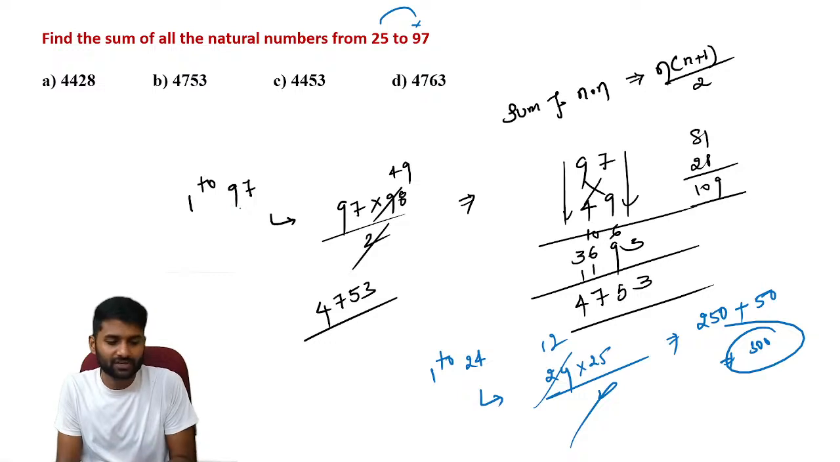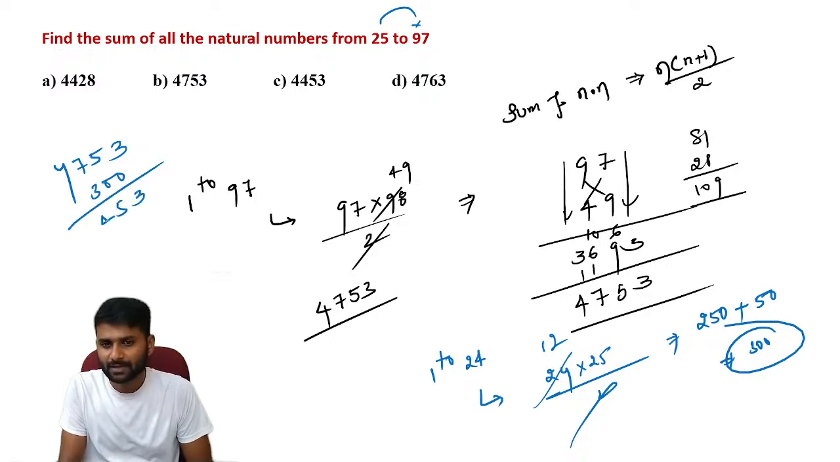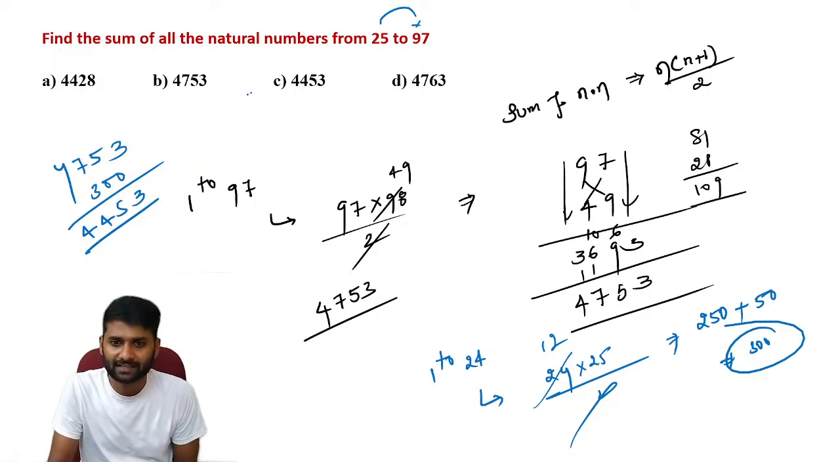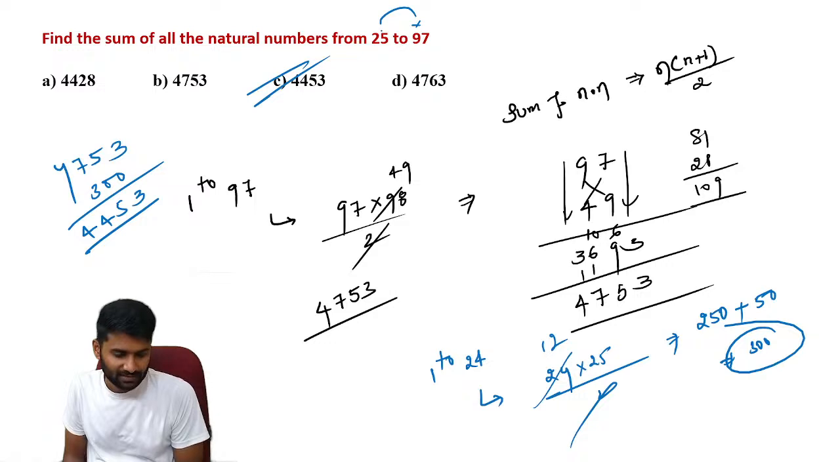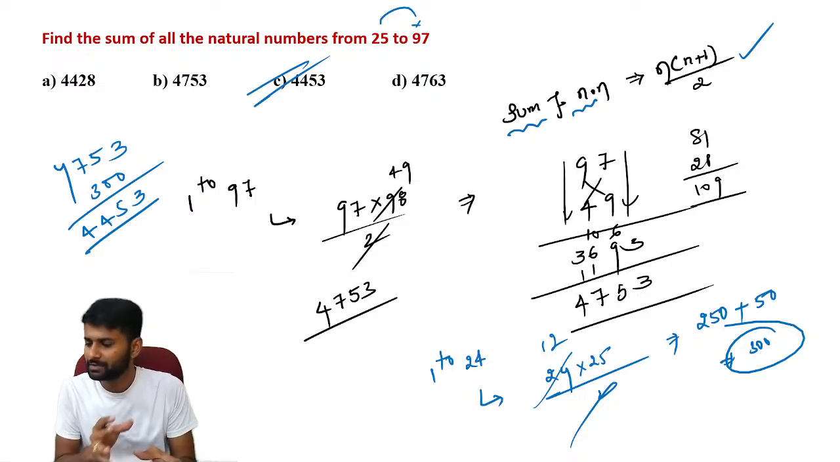So here the information we need is from 25 to 97. That's just subtracted: 4753 and subtract 300 units. So here the answer becomes 4453, which is the correct answer. So this is all about the sum of the first n natural numbers, the formula is n into n plus 1 by 2. If you know this formula, then you can go through the calculation.